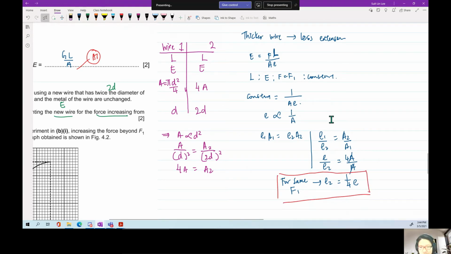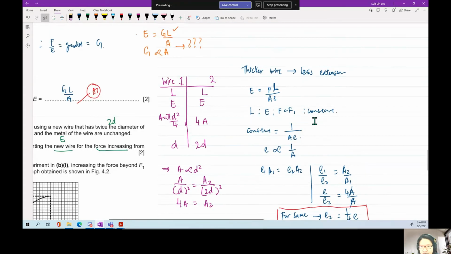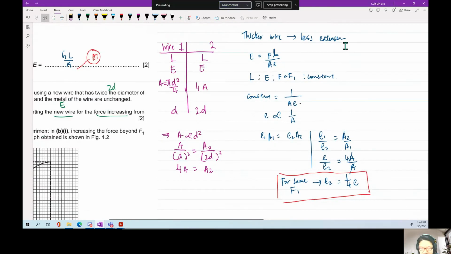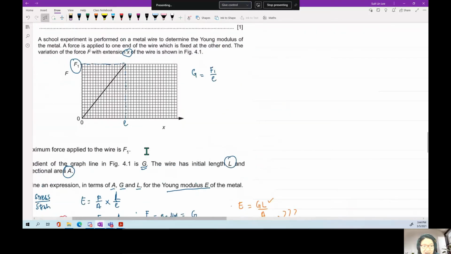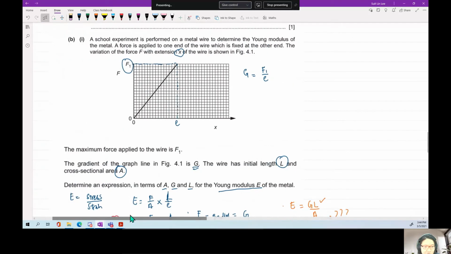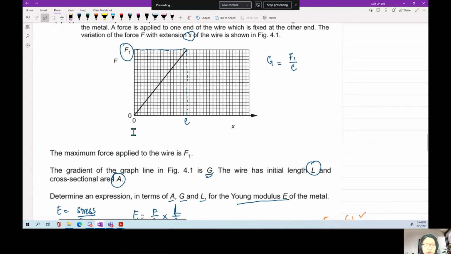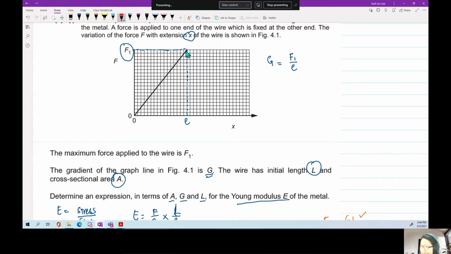So while it may seem that you need to write a lot, the whole idea is thicker means less extension. If you look at this one, you know that this is inversely proportional. So it will be less by 4 because diameter is squared. So you can go through that process and think about, okay, now the extension is going to be 4 times less for the same force. So the same force, you have 4 times less the extension.